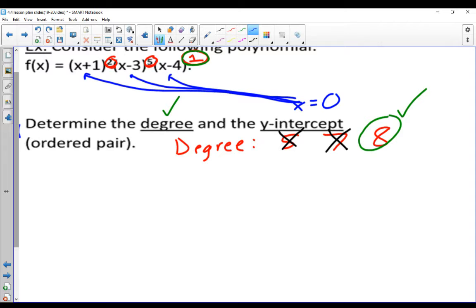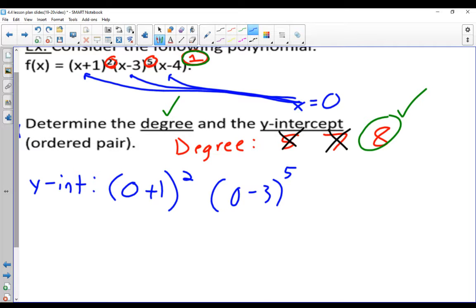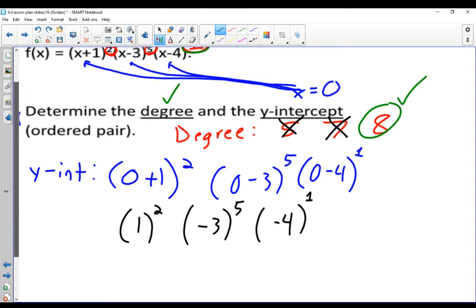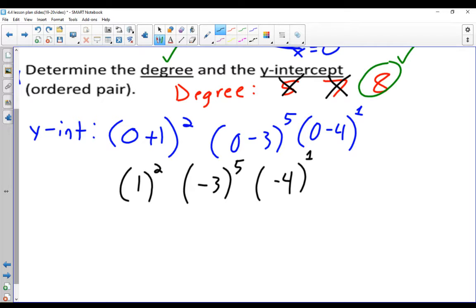So, for our y-intercept, we're going to plug in 0 for the x, so 0 plus 1 to the power of 2, and then 0 minus 3 to the power of 5, and then 0 minus 4 to the power of 1. Simplify from there. 0 plus 1 is 1, still squared. 0 minus 3 is -3, still to the power of 5. And then 0 minus 4 is -4, still to the power of 1. Yes, you still have to keep those powers with it, or keep those multiplicities. Otherwise, you will get an incorrect y-intercept.